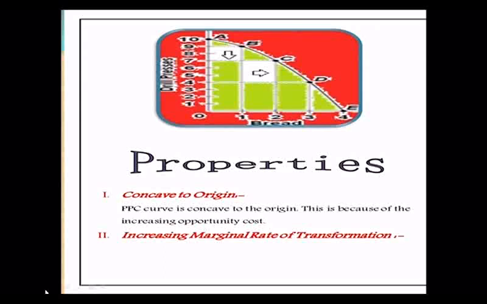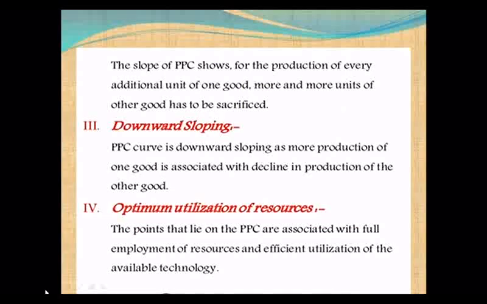You have seen that the shape of PPC curve is concave to origin. It shows increasing opportunity cost due to increasing marginal rate of transformation, which means that for production of every additional unit of one good, more and more units of other goods has to be sacrificed, due to which PPC is concave to the origin.